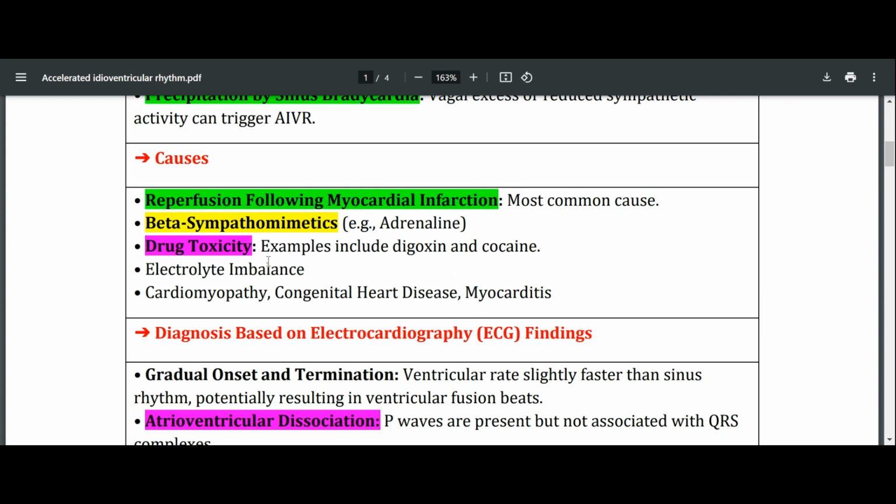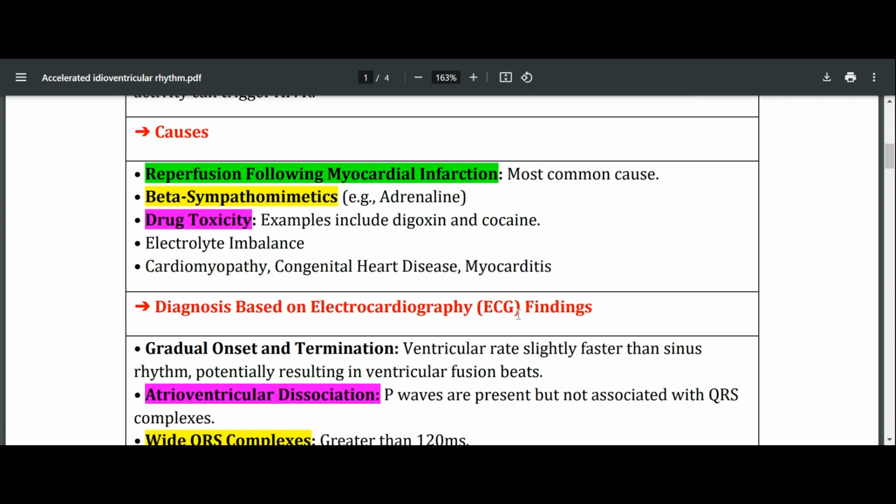There are some electrolyte abnormalities, and the other causes are myocarditis, congenital heart disease like VSD and ASD, and cardiomyopathies like dilated cardiomyopathies. We diagnose it on ECG findings.